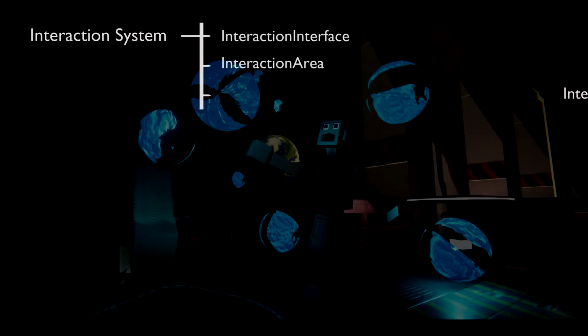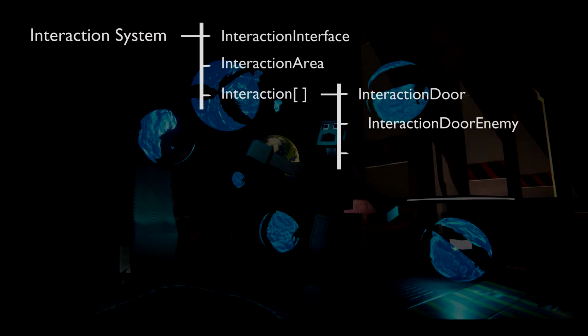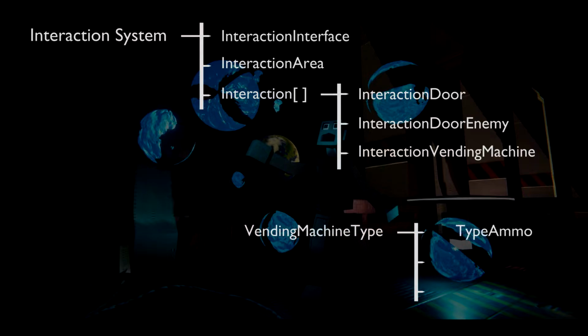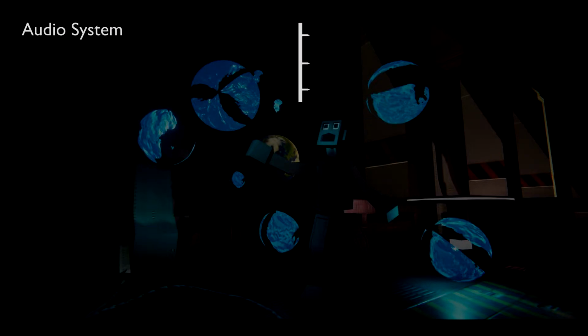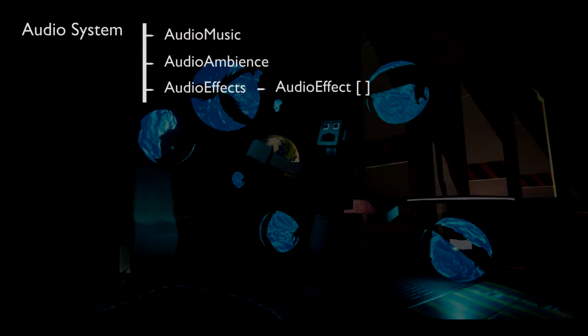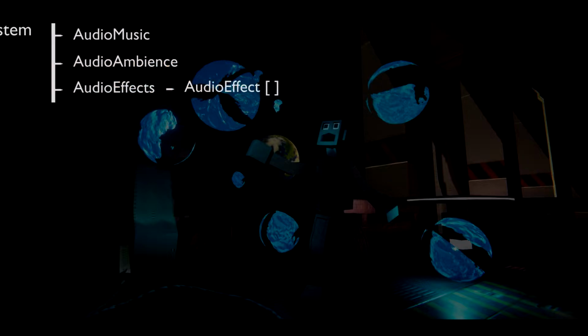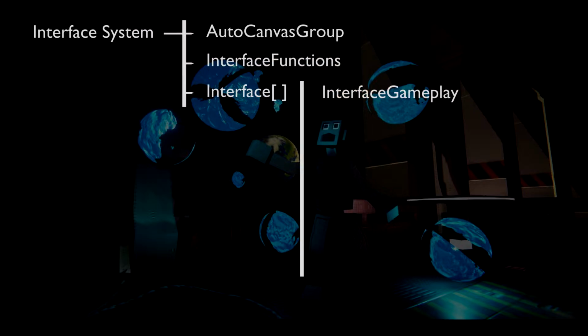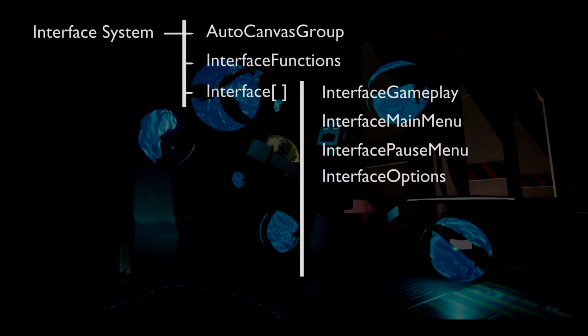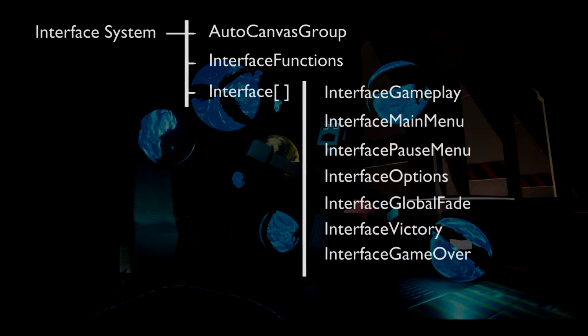Then we got the interaction system that contains the interface, the area of interaction, and different types of interaction like the door, the enemy doors, and the vending machine. There are different types of vending machines that provide ammo, health, and special abilities. The audio system has 3 different types: the music, the ambience, and the effects. And finally, the interface system, where we have an automatic canvas group and different types of interface for the different screens we have in the game.